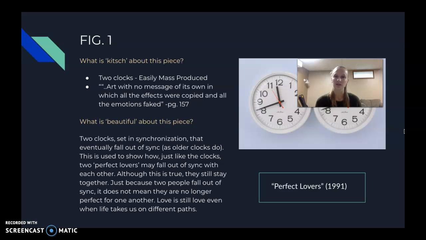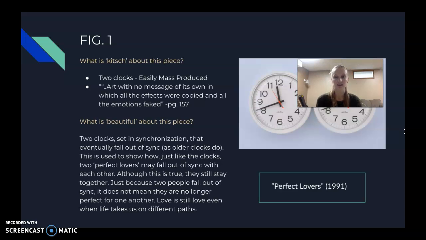So after doing some research on why he made this piece and his personal meaning behind it, I wrote this brief synopsis here that says that two clocks that were set in synchronization would eventually fall out of sync, as much older clocks do, but this is used to show how, just like the clocks, two perfect lovers may fall out of sync with each other.